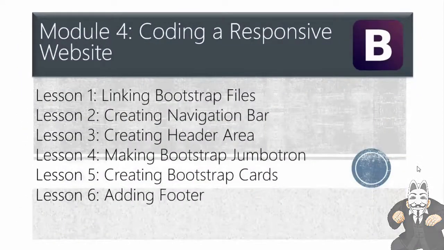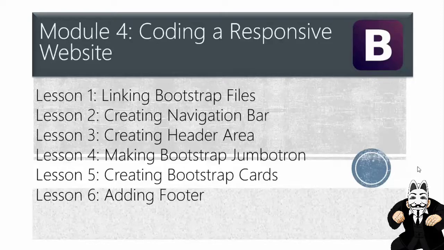Module 4 is coding a responsive website. Now this is the meat part of our course. It has 6 lessons and the first lesson is linking some Bootstrap files. So from this lesson we're going to start our code. We're going to link some files, create a doctype, enter some meta tags, enter our title tag, etc. Moving on to lesson 2, we're going to create our navigation bar, or in Bootstrap terms it's called a navbar. Then following the navbar we're going to create the header area on top of our navbar, in which we'll show 2 columns. One will be the About Us column and one will be the Contact Us.